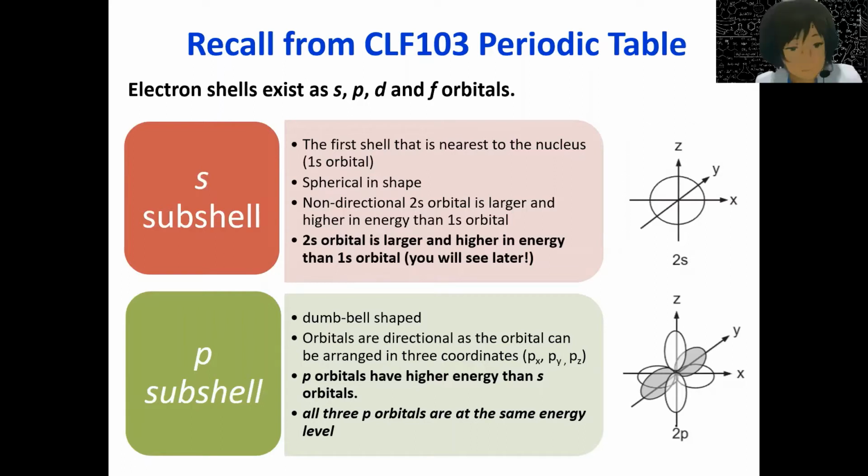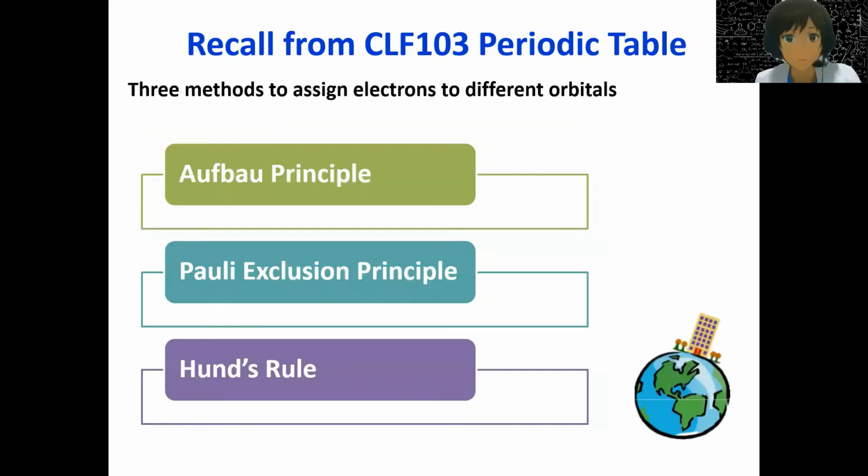For the p subshell, it is dumbbell shaped. The orbitals are directional as the orbital can be arranged in 3 coordinates: the x-axis, the y-axis, and the z-axis. So we'll call them the px, py, pz orbitals. P orbitals have higher energy than s orbitals, and all 3 orbitals are at the same energy level.